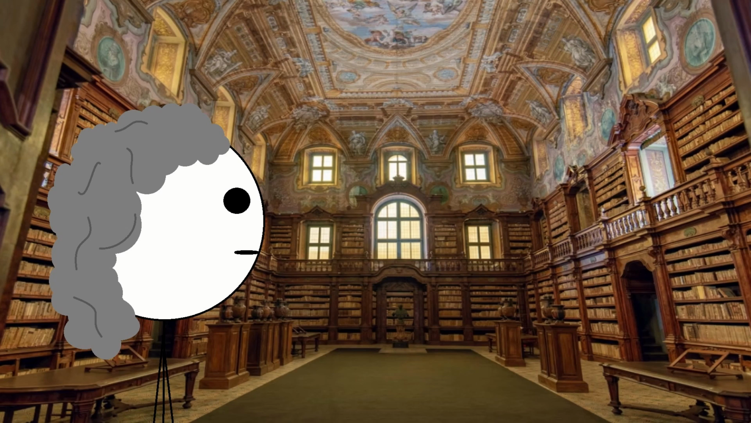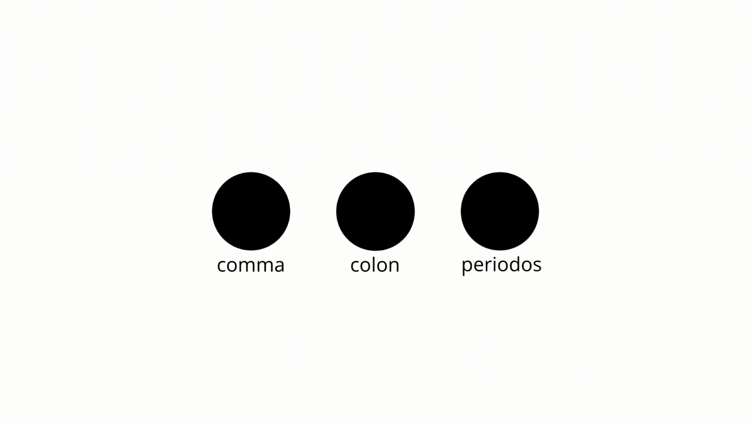Aristophanes, being the chief of staff at the Library of Alexandria, was quoted as saying, "No." He'd had enough, and decided to invent the comma, colon, and periodos. These were essentially all just periods set at different heights.